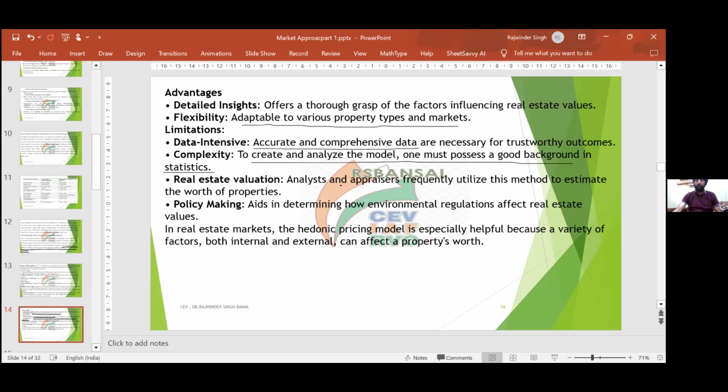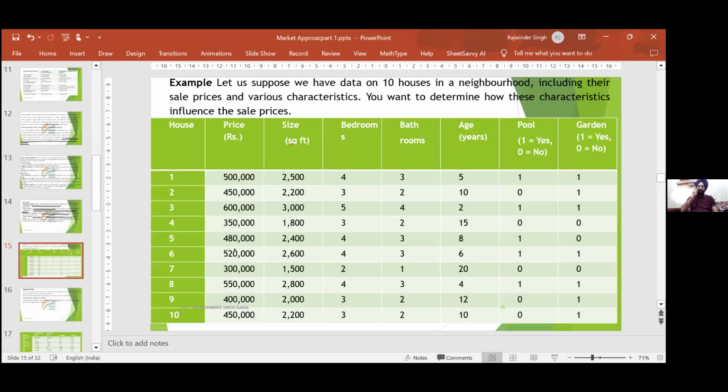So, real estate valuation, then policy making: it helps in determining how environmental regulation affects real estate values. So let us take an example that will make things clear. Suppose we have data of 10 houses in a neighborhood, including their sale prices and various characteristics. You want to determine how these characteristics influence the sale prices. This is just an example.